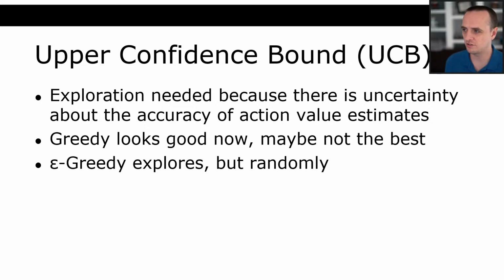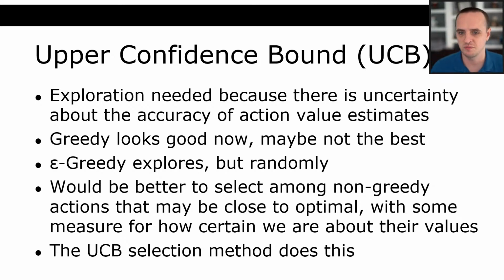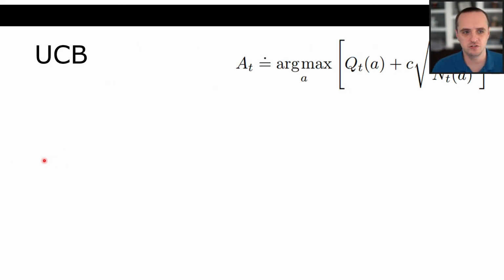Epsilon greedy explores, but it explores randomly. So what would actually be better is if we select among the non-greedy actions that may be close to optimal with some measure for how certain we are about their values. So essentially, choose an action which looks good, but we want to have some measure of certainty when it comes to that sample, okay? So we're not just choosing something at random, we're being selective about it. And the UCB selection method does this. Here is the UCB formula.